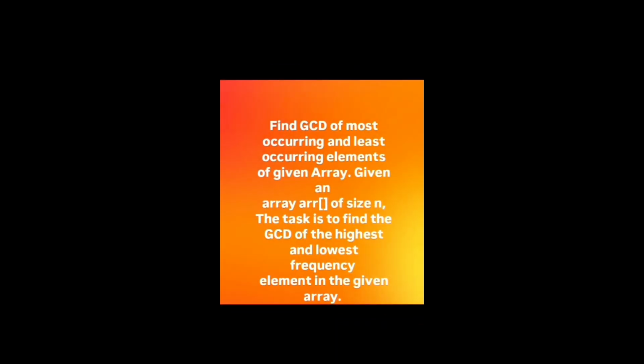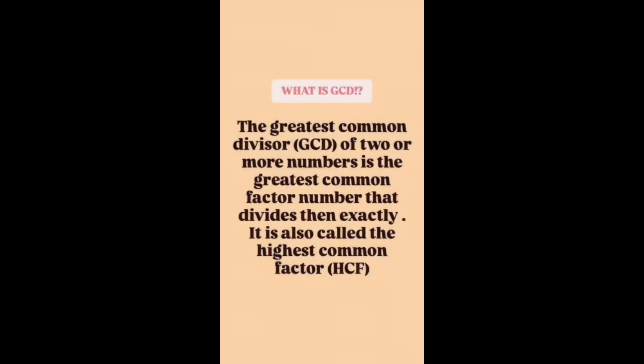Now coming to the problem statement: find the GCD of the most occurring and least occurring elements of a given array. Given an array of size n, the task is to find the GCD of the highest and lowest frequency elements in the given array. What is GCD? The greatest common divisor of two or more numbers is the greatest common factor number that divides them exactly. It is also called the highest common factor, HCF.